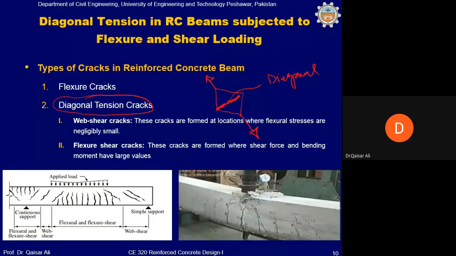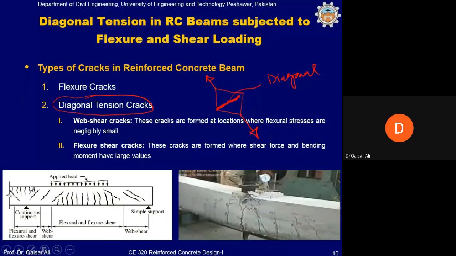And then there are two types of diagonal tension cracks. One are web shear cracks, which appear at mid depth like this, and they will appear at locations where flexure stress is 0 and shear stresses are very large. And flexure shear cracks will appear at locations where shear forces and bending moments both have large values. And this can happen at the interior supports. You know that at an interior support there will be negative bending moment as well as maximum shear.